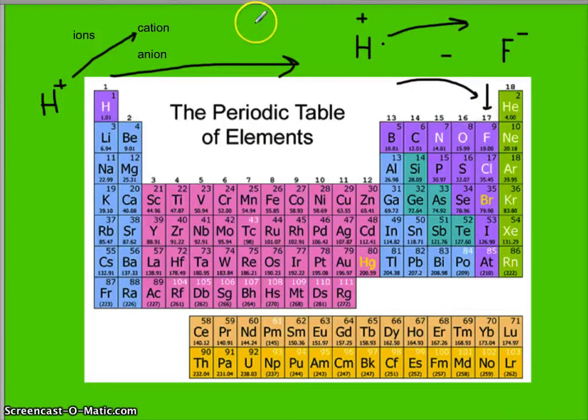An anion is going to be one of these negatively charged ions. And here's how I remember it. Anion, a negative ion. Does that make sense? Okay, let's talk a little bit about something else.